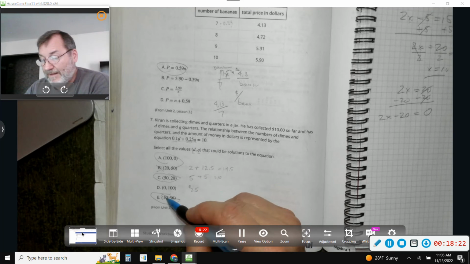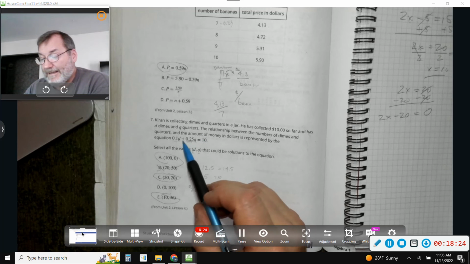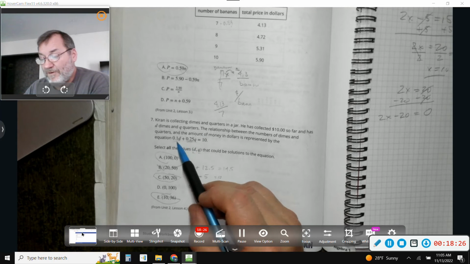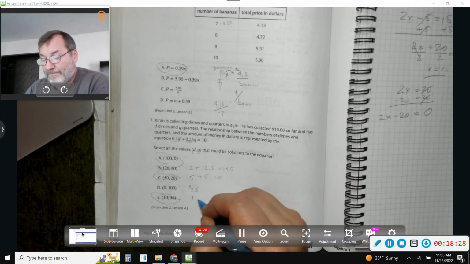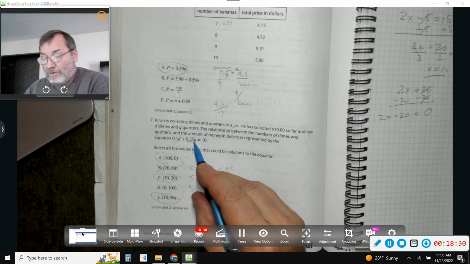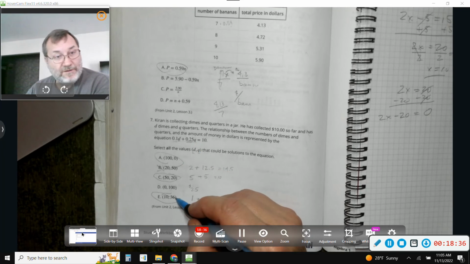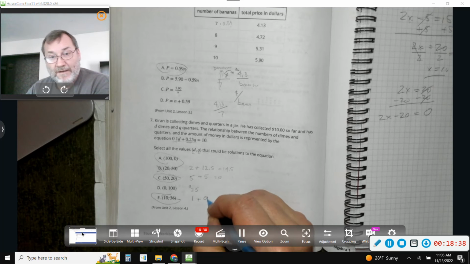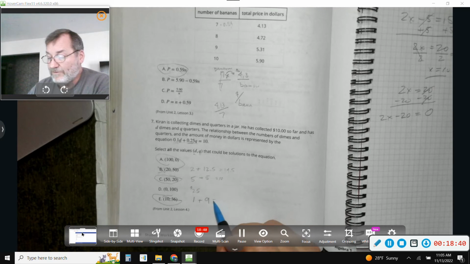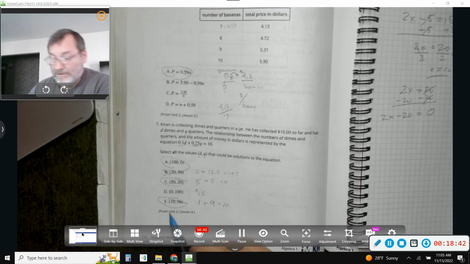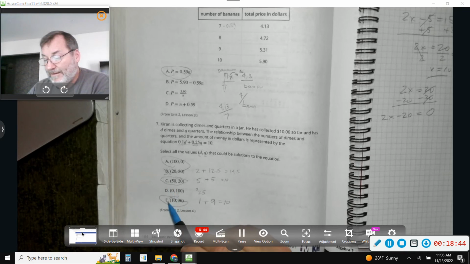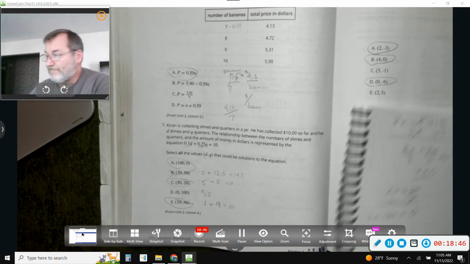And then 10 and 36. So 10 times 0.1, that's $1. And 36 quarters, well, how many quarters do you need to make $1? You need 4. How many times does 4 go into 36? It goes in there 9 times. And of course, 1 plus 9 is 10. So Alpha, Charlie, Echo are your correct answers.